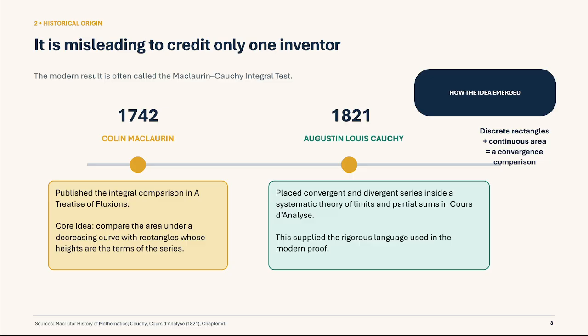Later, in 1821, the French mathematician Augustin Louis Cauchy published Cours d'analyse. Cauchy developed a more systematic theory of limits, partial sums, convergence, and divergence. Maclaurin provided the geometric comparison, while Cauchy supplied much of the rigorous language used in modern proofs. For this reason, the result is sometimes called the Maclaurin-Cauchy integral test.